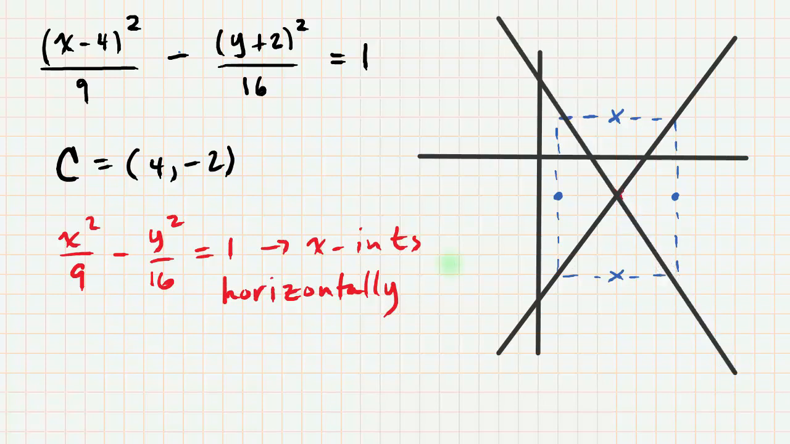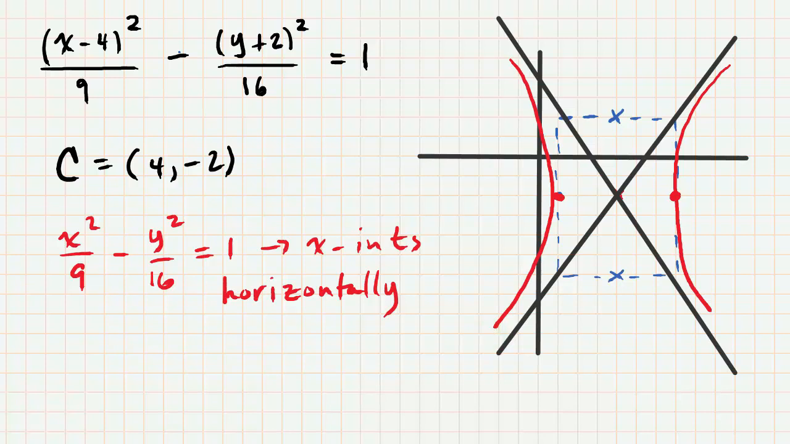And the graph of the hyperbola must go through these two vertices, and it must approach these asymptotes. So here is the first arch. Here's the second arch. And that is roughly what our hyperbola will look like.